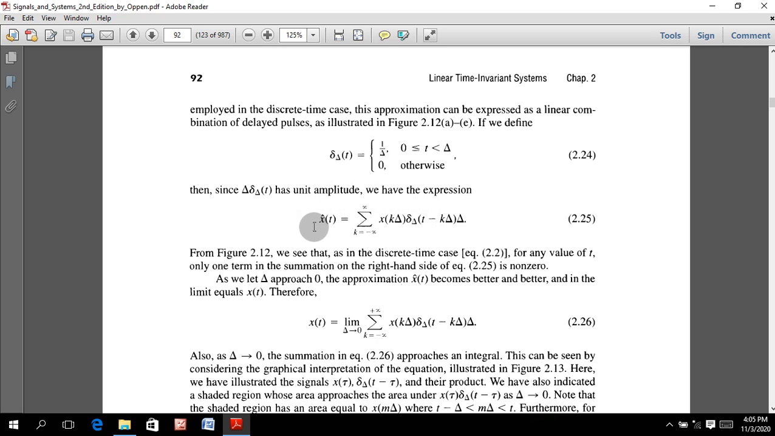So it is the same process. In the case of a discrete time signal, we understood a signal by decomposing it, and we have taken the same route to understand the continuous time signal, representing it using unit impulses.